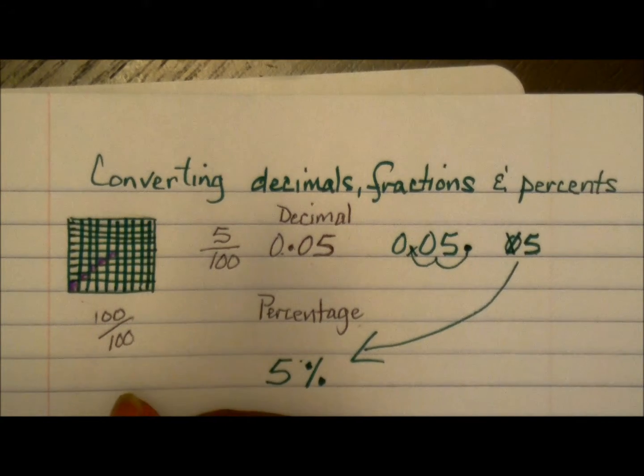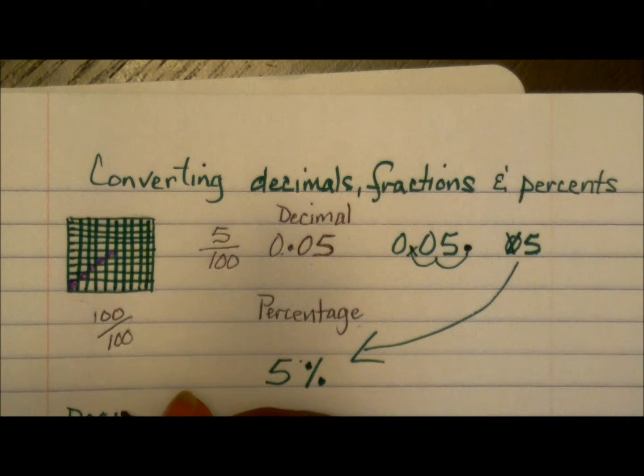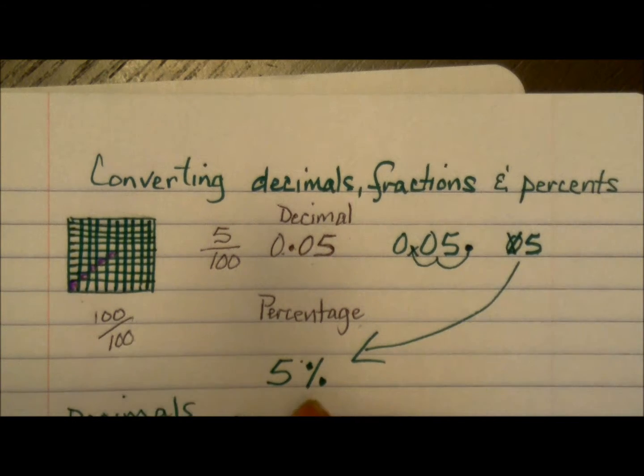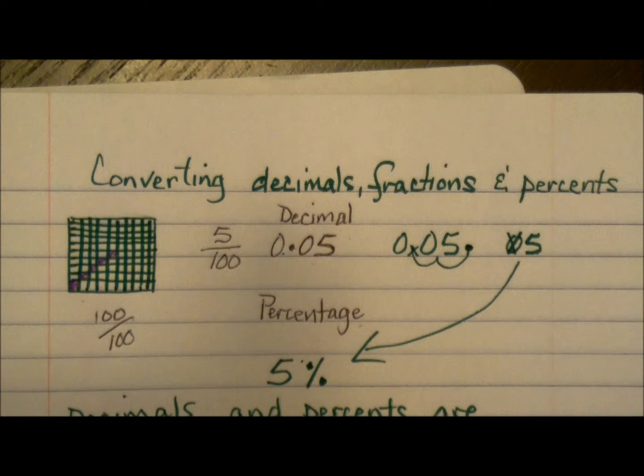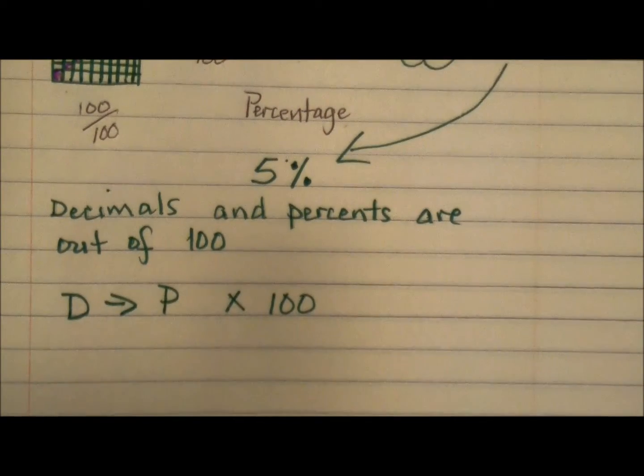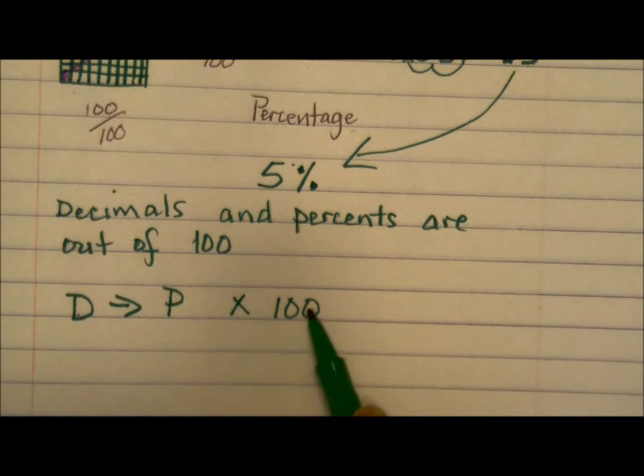So remember, decimals and percents are out of 100. To go from a decimal to a percent, I multiply by 100.